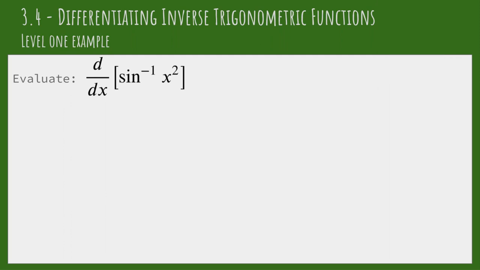Generally, what's going to be tricky about these is that we're going to have to use the chain rule a lot. So you'll notice that we're taking the derivative of arc sine, but it's not the arc sine of x, it's the arc sine of x squared.